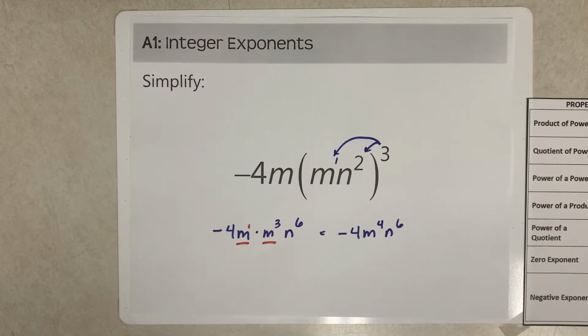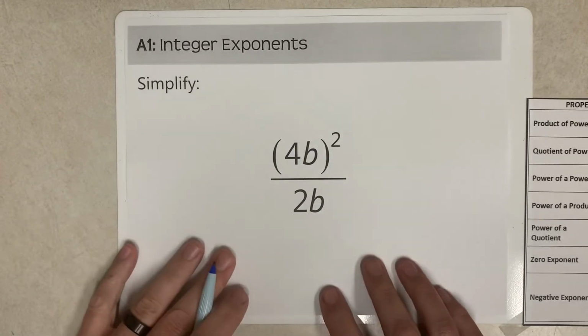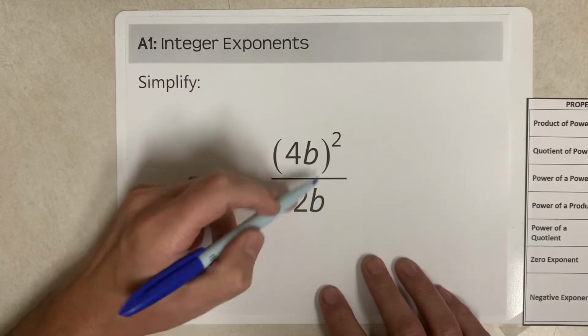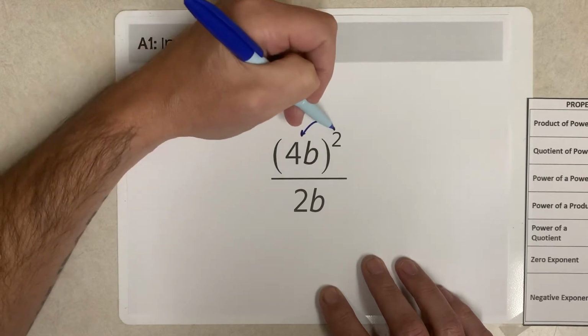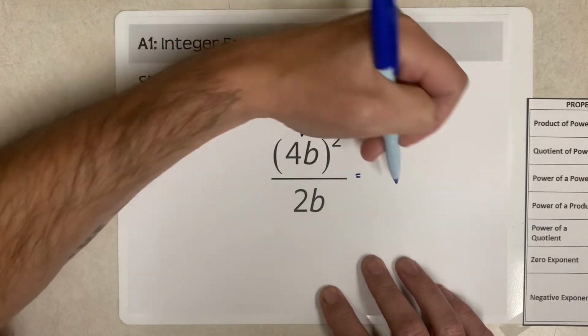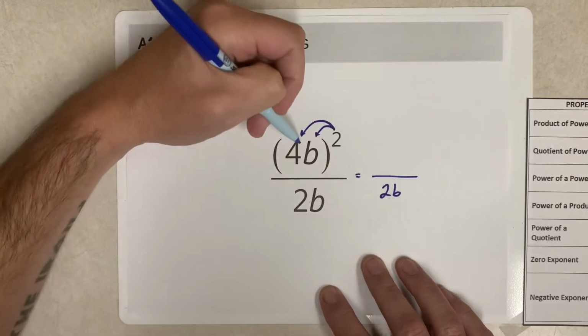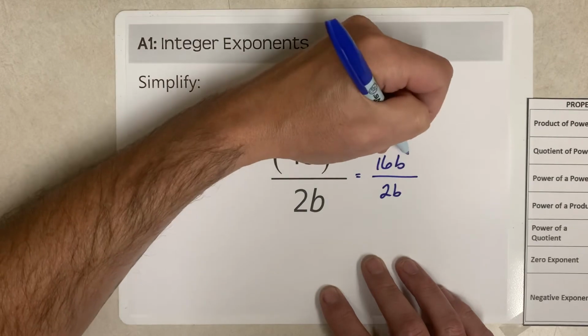All right, so now we've got this popular one. This is a good ACT question. You're going to be very tempted to cancel stuff out, but you can't cancel things out until you deal with that exponent. So we're going to deal with that right now. We're going to distribute that. The 2b is still going to be down here, but 4 squared is 16, b squared.